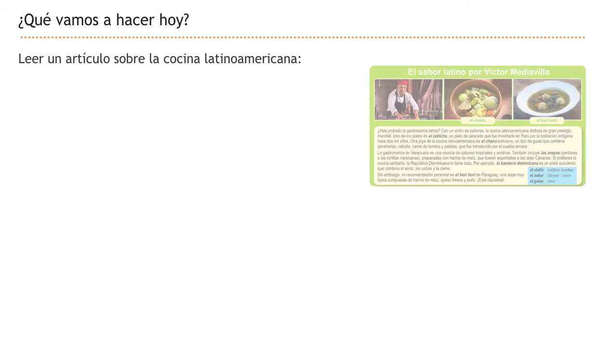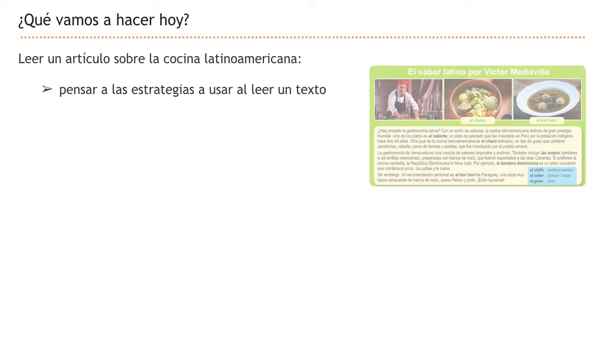Hola a todos. Vale, ¿qué vamos a hacer hoy? What are we going to do today? So, on the theme of Food Week, vamos a leer un artículo sobre la cocina latinoamericana. We're going to read an article about Latin American cooking. Don't worry about that little version of it there. We'll look at a bigger version in a minute.